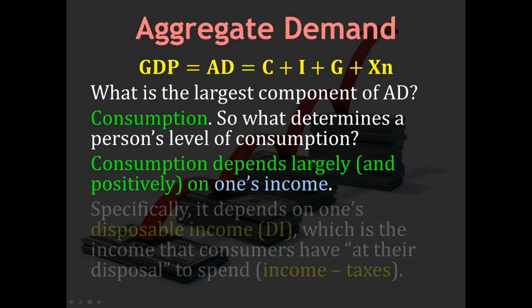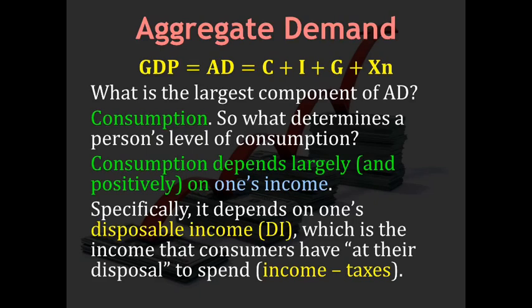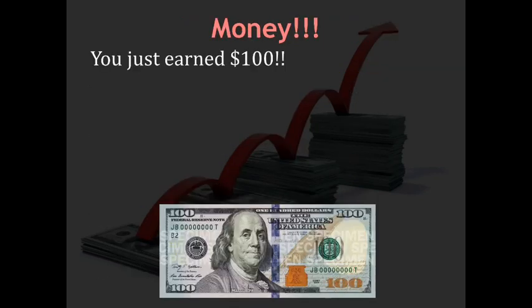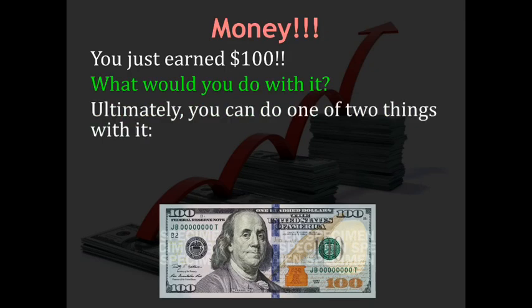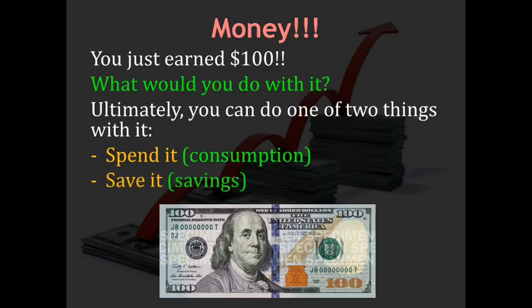More specifically, it has to deal with disposable income, which is income consumers have at their disposal to spend. Usually it's defined as income minus taxes, so the money you have left over after taxes. So let's suppose you just earned $100. Congratulations. What are you going to do with it? Well, it turns out you can only do one of two things with it. You can either spend it, which is consumption, or you can save it, which is savings. So you either spend or save, consume or save.